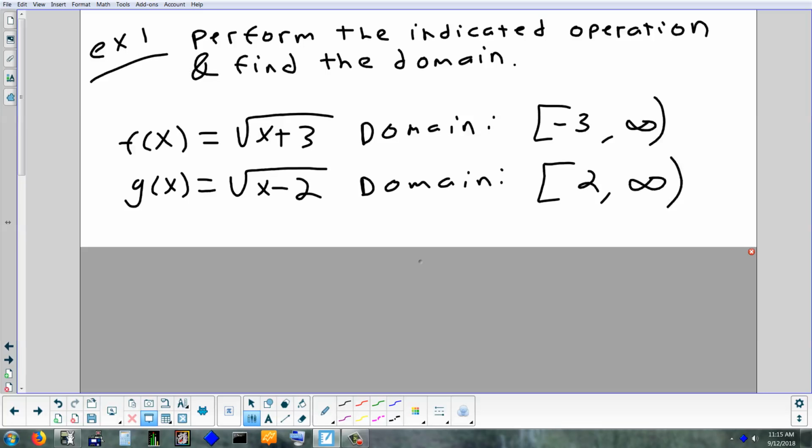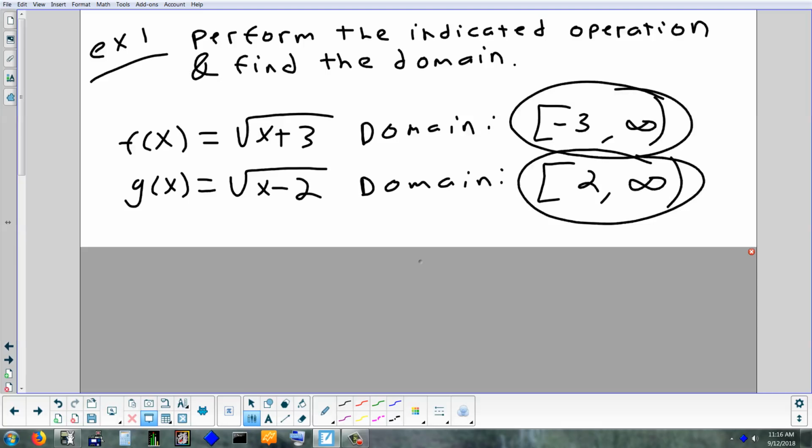So, just looking at those two domains, I know they're both infinite, right? Because they both go to infinity. But which one is more restrictive? The domain for f of x or the domain for g of x? Yeah, g. f says you can pick any number -3 or higher. g says 2 or higher. So this entire domain is included in that one. So g of x is smaller. I know it goes to infinity, but if you think about it that way, it helps. So g of x is more restrictive.